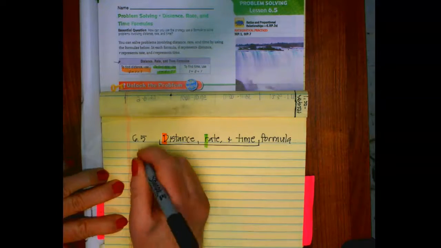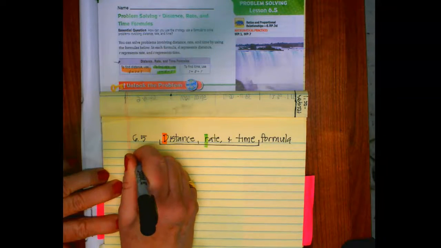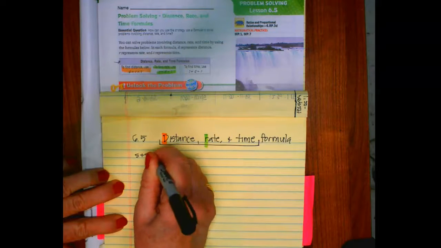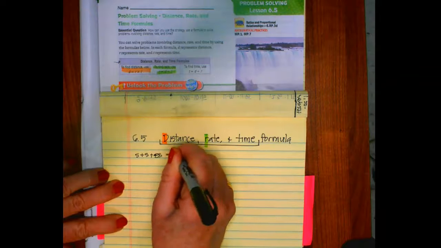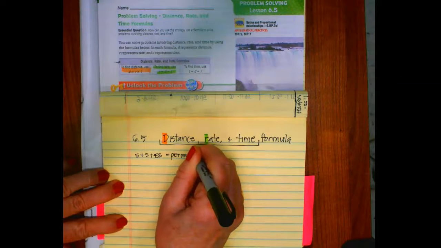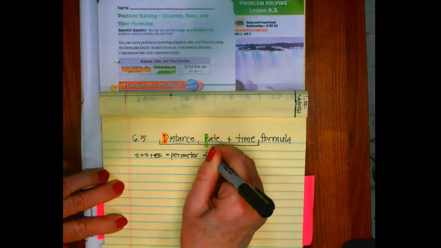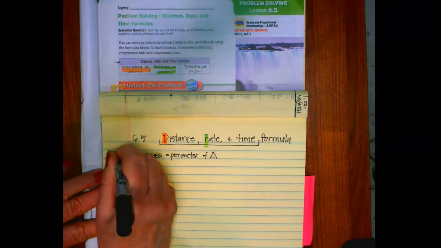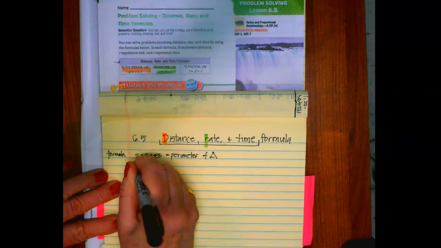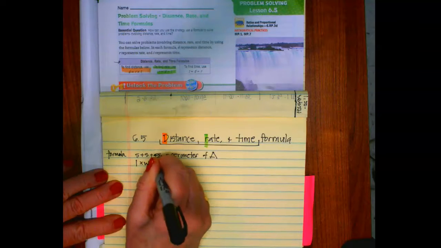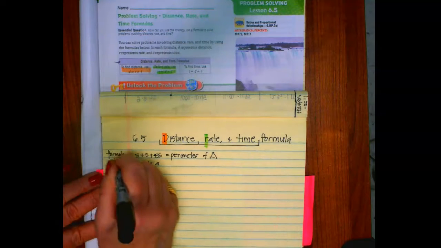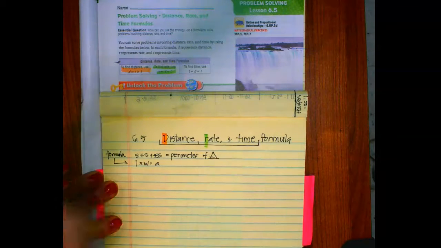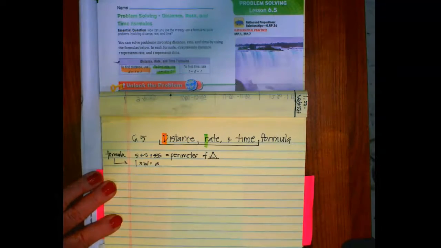So when you were little, I don't know what grade, you learned side plus side plus side equals the perimeter of a triangle. Okay? So why am I telling you that? That's a formula. Length times width equals area. That's another formula. I'll work on my penmanship for the rest of this lesson. So just so you know what a formula is.